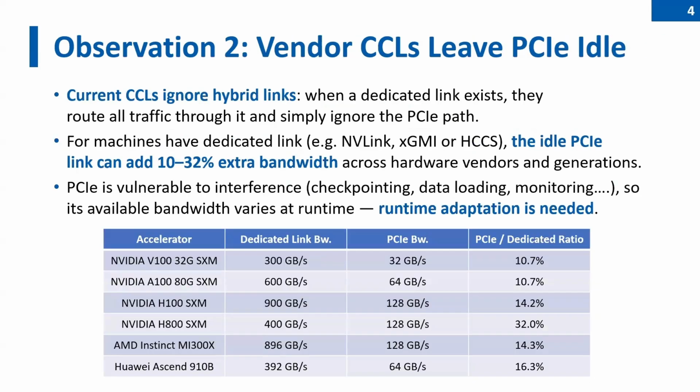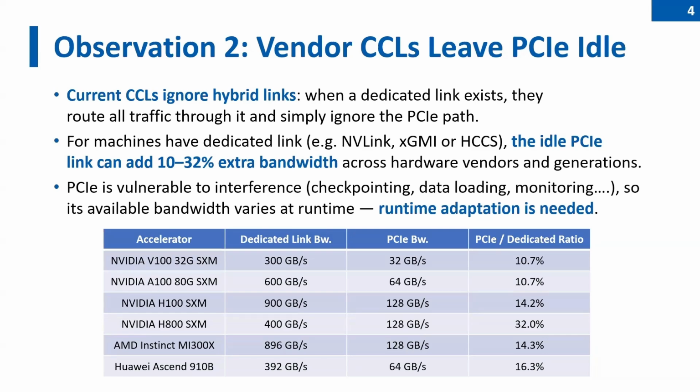The other observation is that when the machine is equipped with a dedicated link, the vendor CCL often leaves the PCIe link idle. When a dedicated link exists, they route all traffic through it and simply ignore the PCIe path. For machines that have a dedicated link, for example, NVLink or SGMI or HCCS, the idle PCIe link can add 10 to 32% of extra bandwidth across hardware vendors and generations.